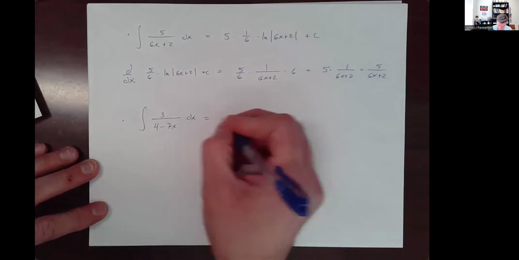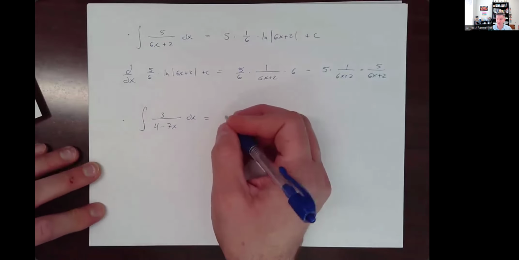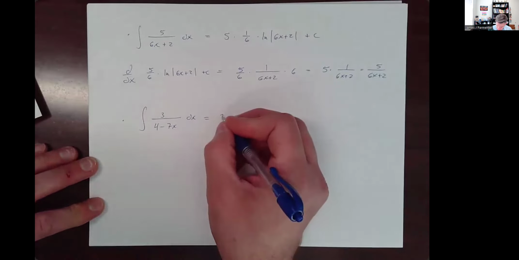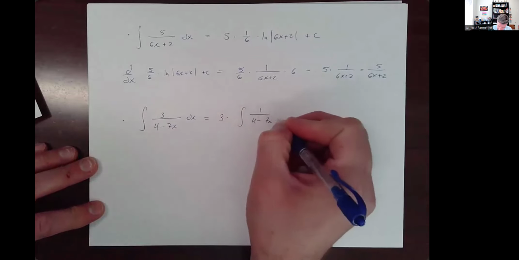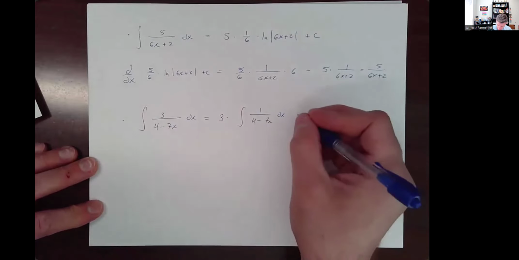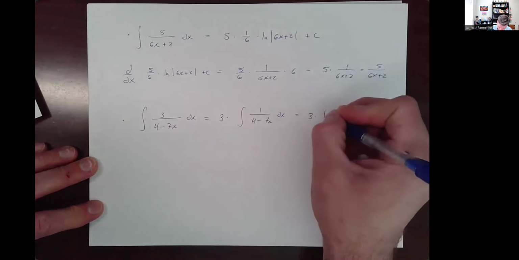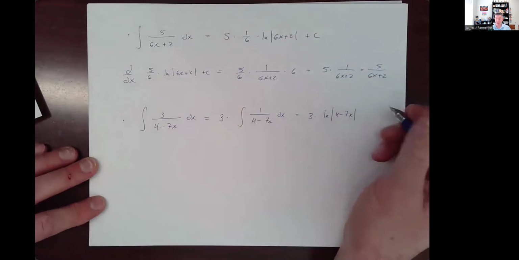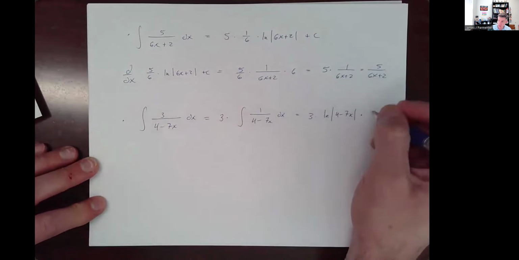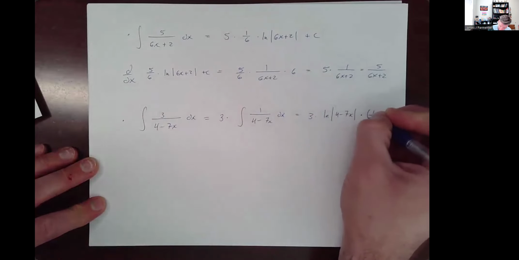I don't think you need to take this additional step, but if you really like, you could write it as 3 times the integral of 1 over 4 minus 7x. I don't find that particularly necessary. But then it's going to be 3 times the natural log of the absolute value of 4 minus 7x. And we're going to multiply by 1 over the coefficient of x, so 1 over negative 7.